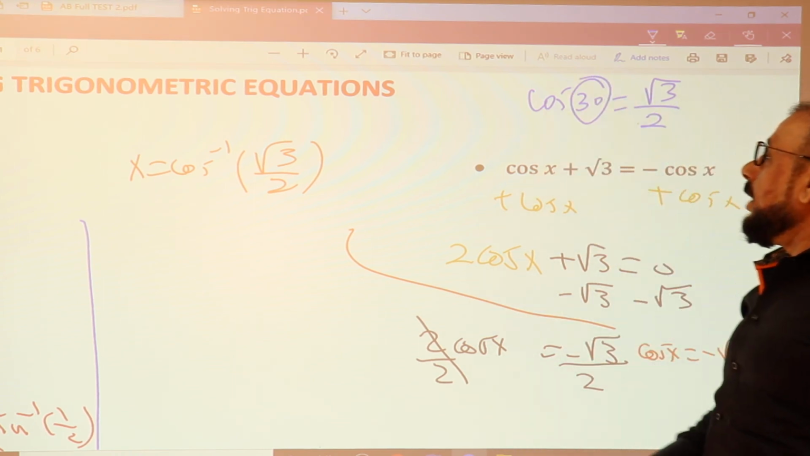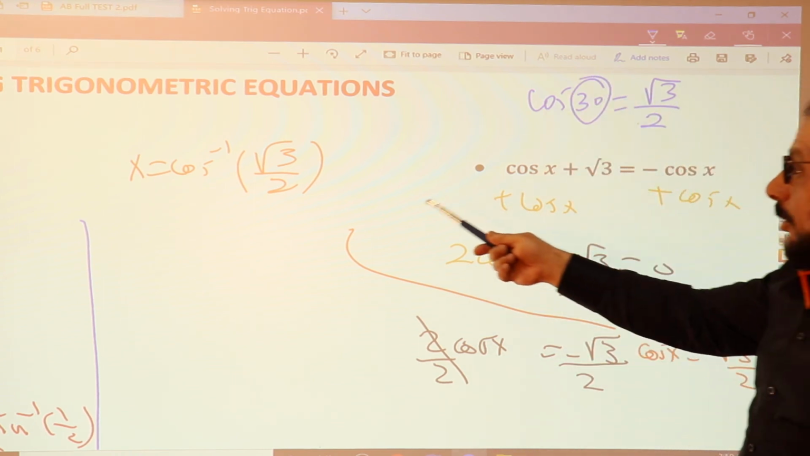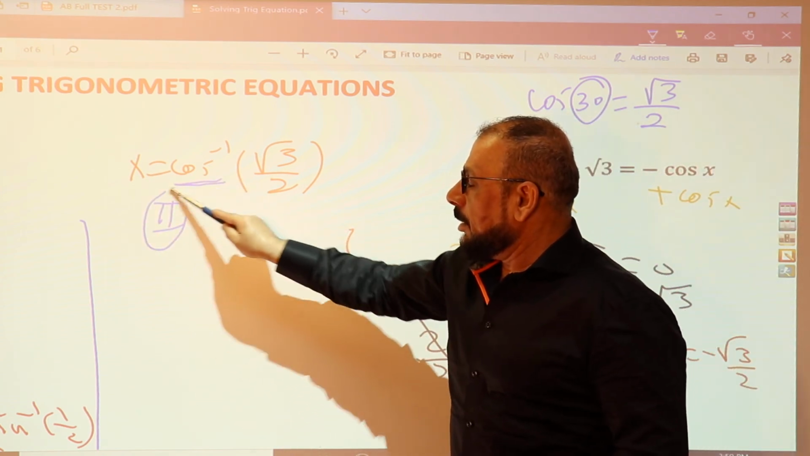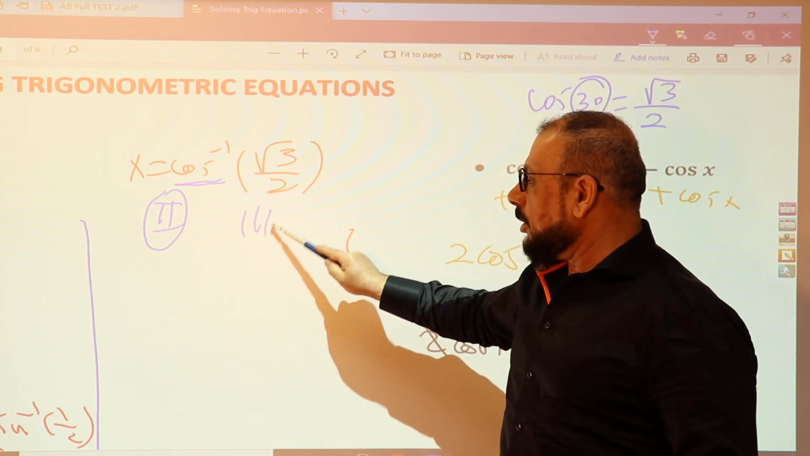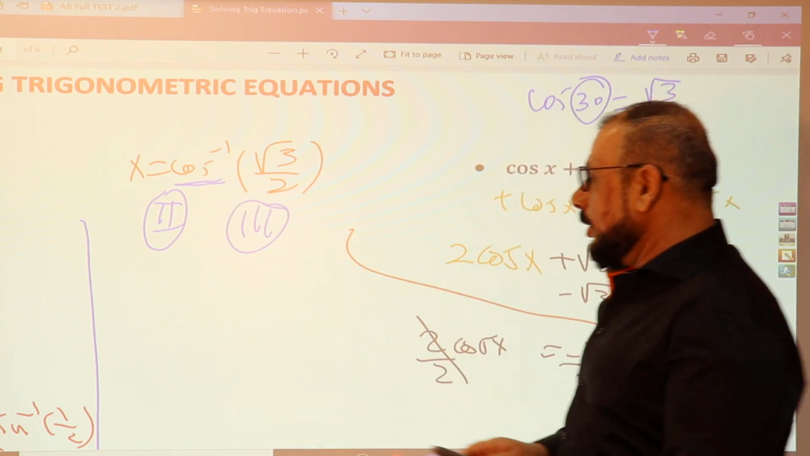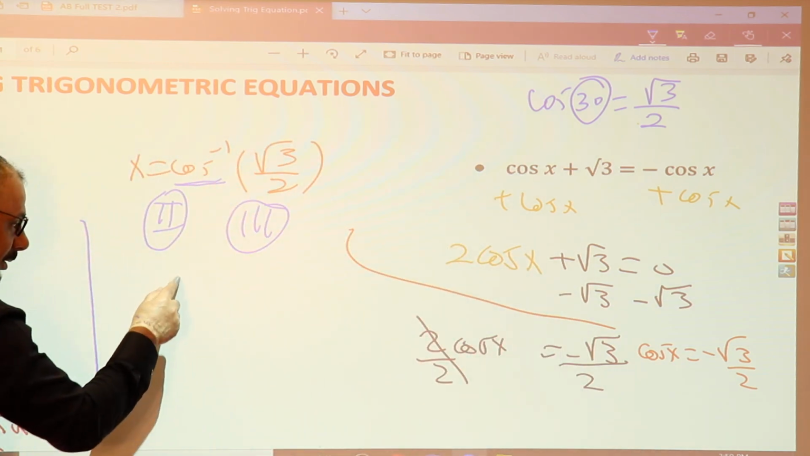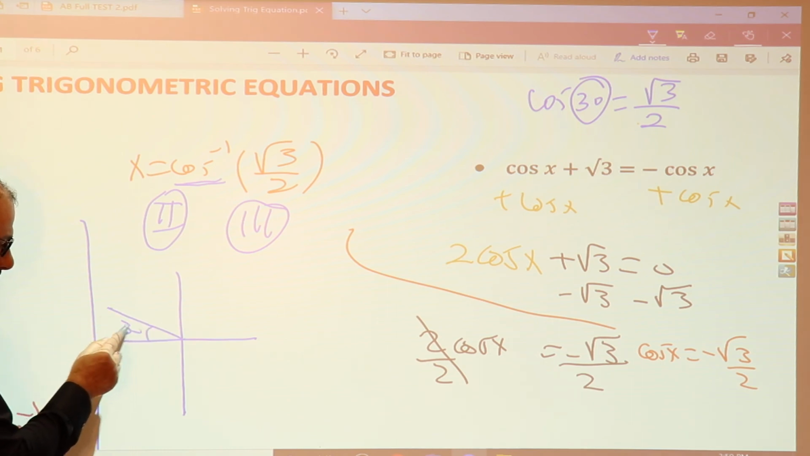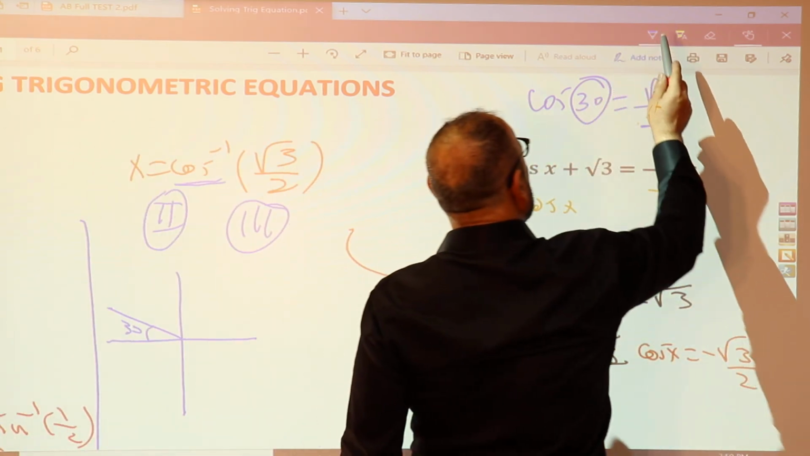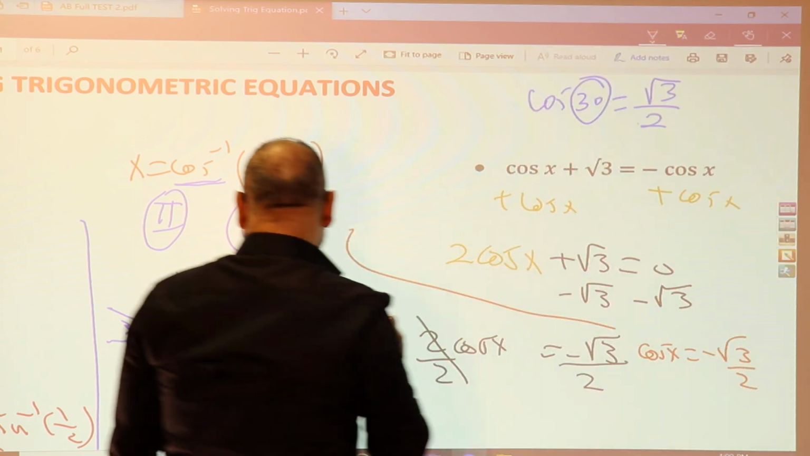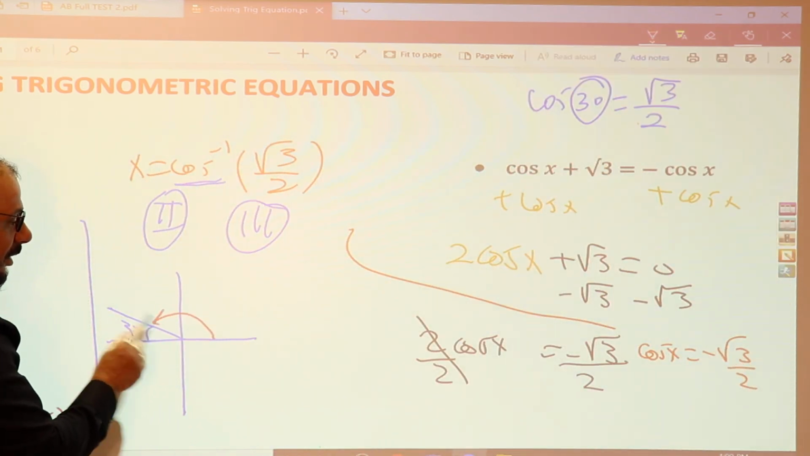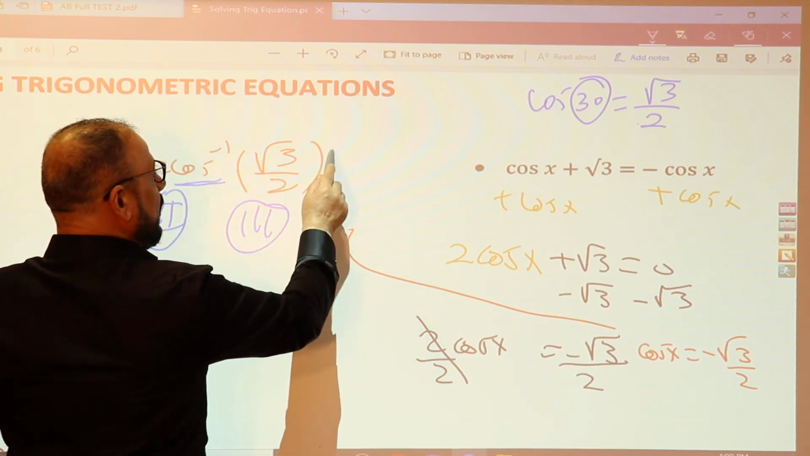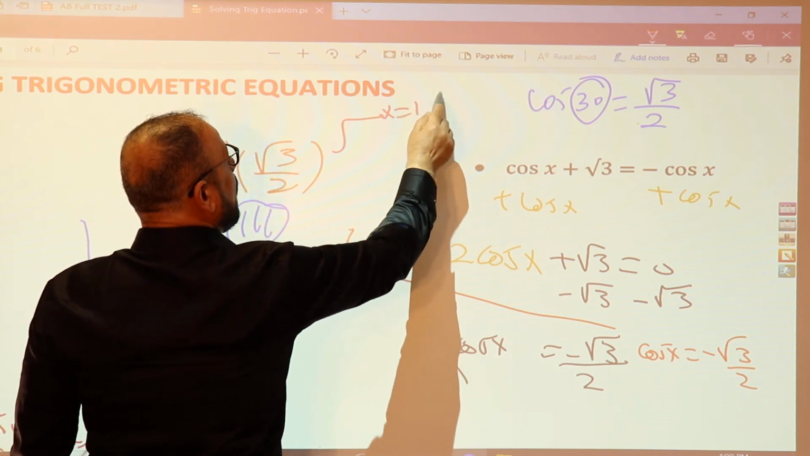Then my angle could be 30, but which quadrant? The cosine is negative in the second, and where? In the third. Then my angle is in the second and the third. Then you go here, the second, the 30. Then what I need is 150, because we measure all of these, as we said, from what? Then 150 degrees. Then my answer is what? x equals 150 degrees.